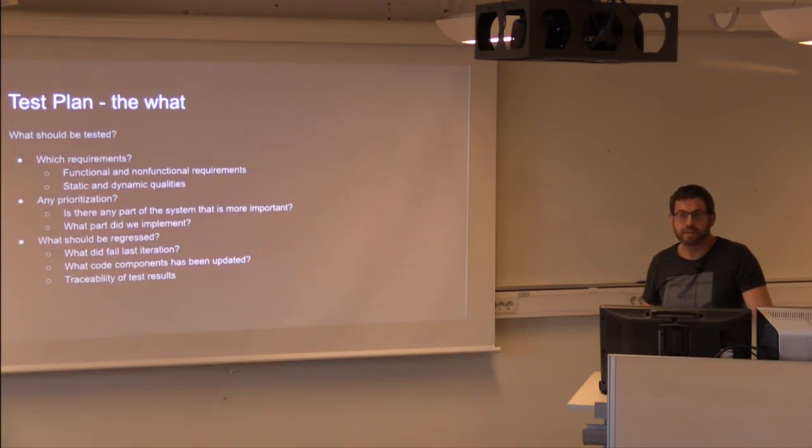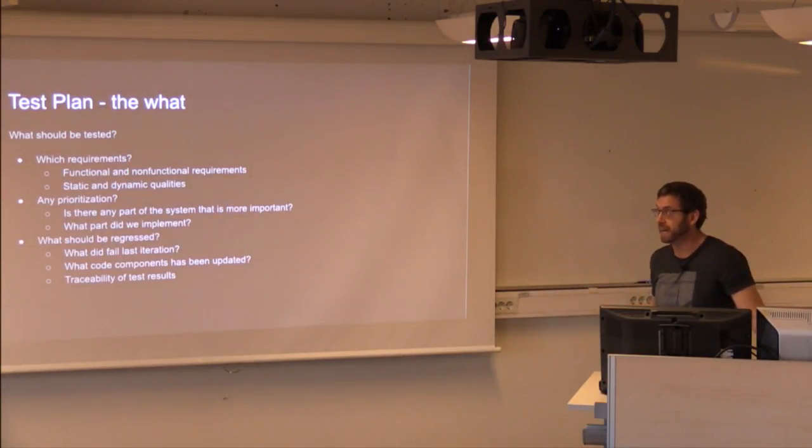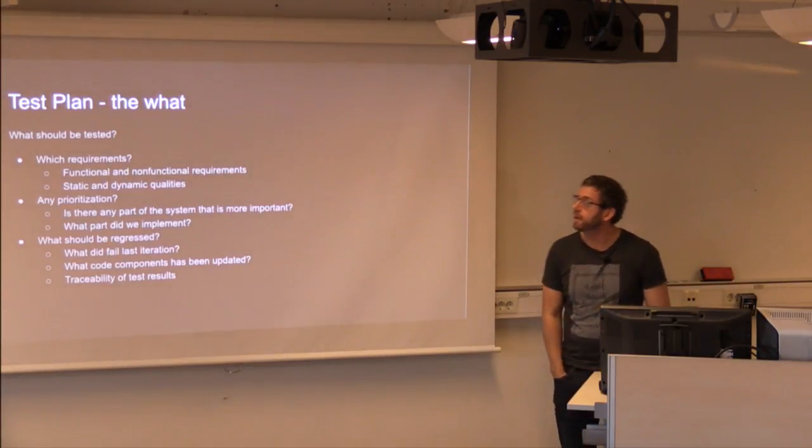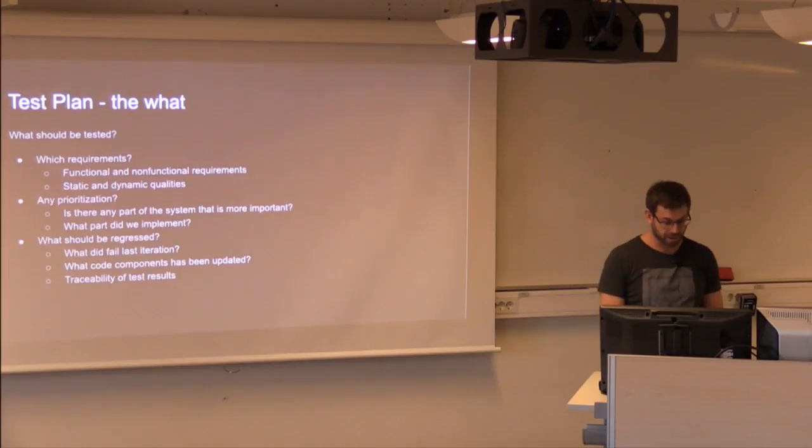Dynamic qualities are things that we can find out about when we run the application. And static qualities are things where we can look at the source code, or we can look at other artifacts and find out information about them. Like, is there documentation for this project? That can be looked up statically. We don't need to start the application to find that out, unless the documentation is running documentation.